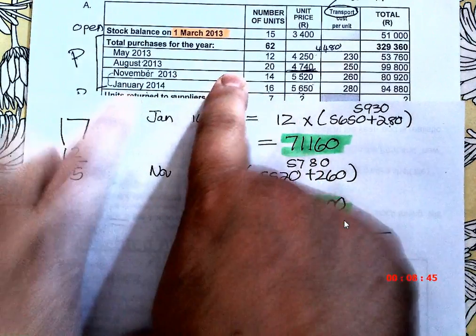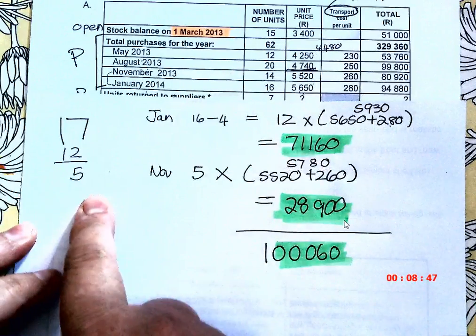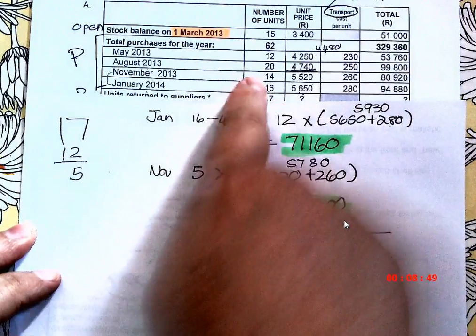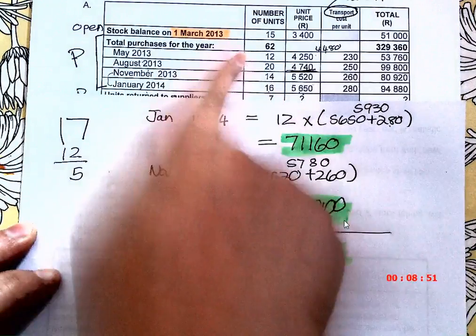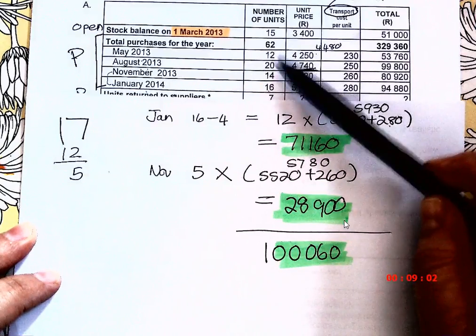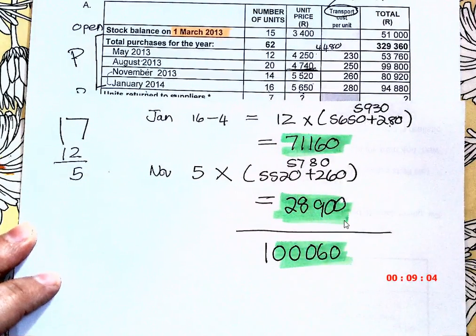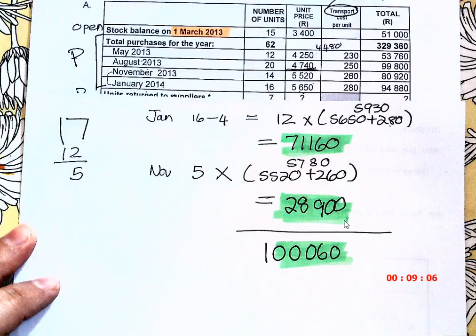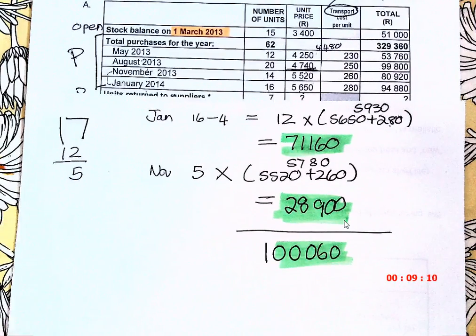Let's say it was like 100 units. Then I would go to November, then I would go to August, then I would go to May, then I would go to the opening. So I'm working backwards. So actually what they are saying is those units are already sold. And the reason they do that is they want to value the stock at the most recent price.